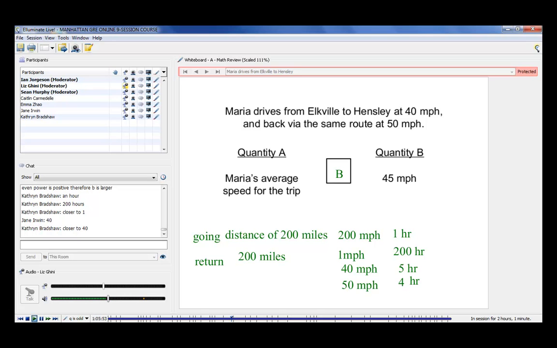It's only by thinking about it that you realize, wait a second, this is like a weighted average. She goes longer at the slower speed, okay? And remember, when we're thinking about this type of problem, we always have to remember that the average speed equals the total distance over the total time, not the average of the two speeds, okay?